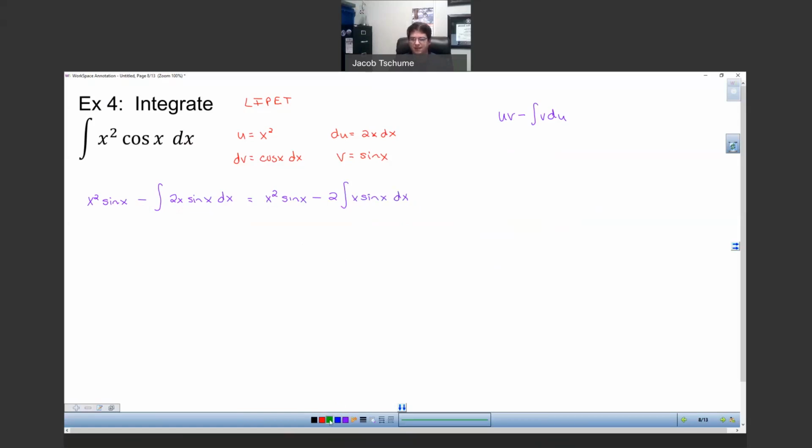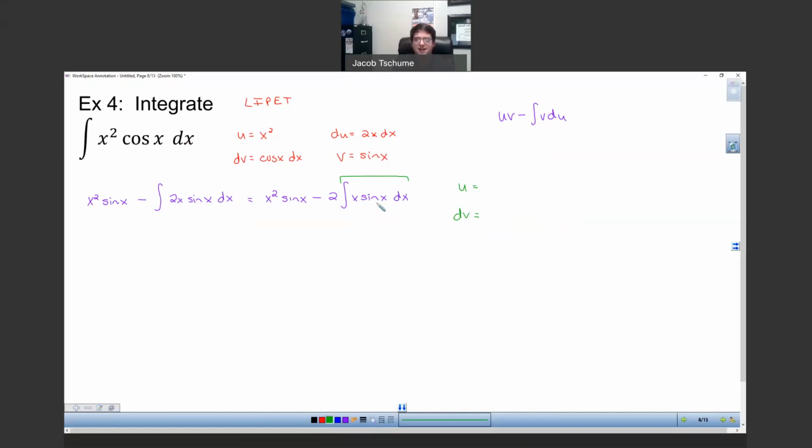And when you look at that new integral that you picked up, it doesn't look much different from the original, where you've got a polynomial function times a trig function. So we don't know how to integrate that directly, so you're going to have to go through integration by parts again to simplify this second integral. So you're going to have a new u and actually a new dv in this problem as well.